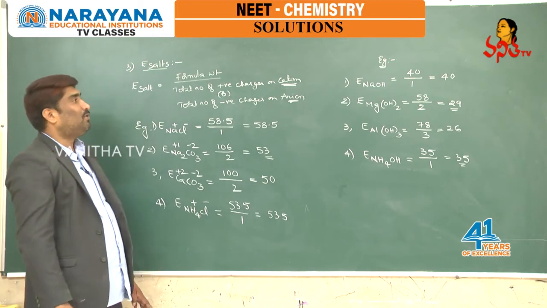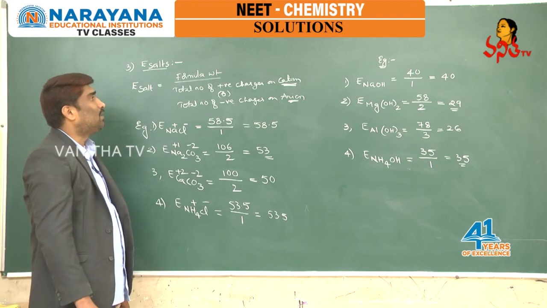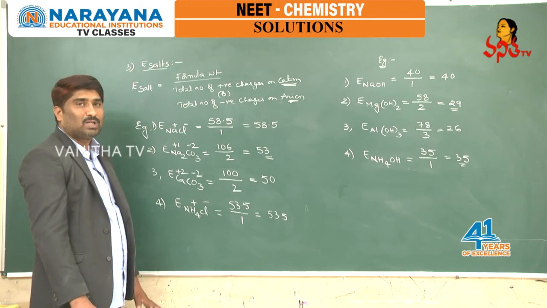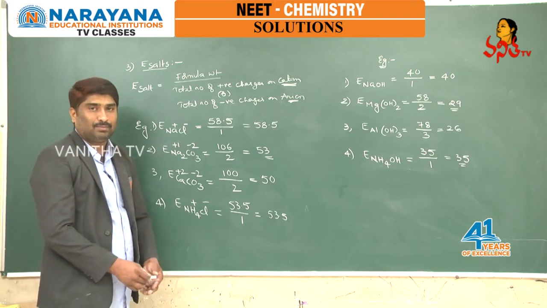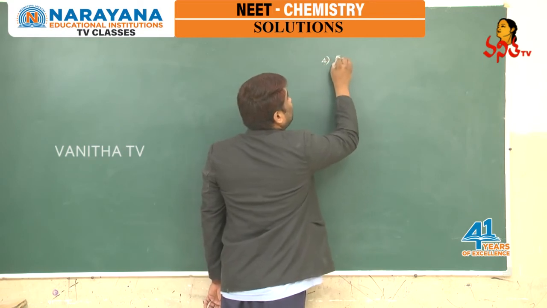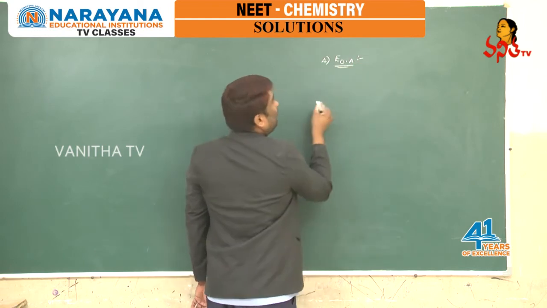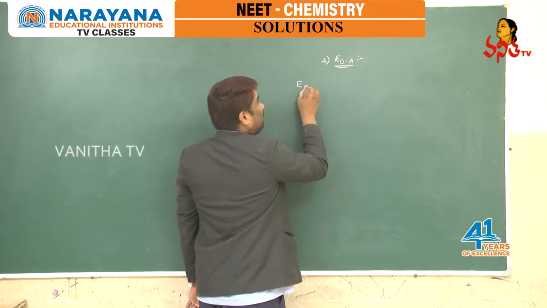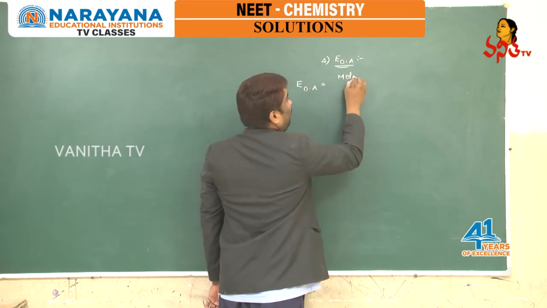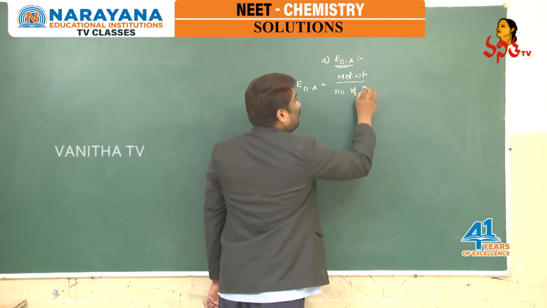These are the methods which are used to calculate the equivalent weight of acids, bases, salts. Now, we will go for the calculation of equivalent weight of oxidizing agents as well as reducing agents. Coming to the equivalent weight of oxidizing agents. How to calculate the equivalent weight of an oxidizing agent? Equivalent weight of an oxidizing agent is equal to molecular weight by the number of electrons gained per mole.